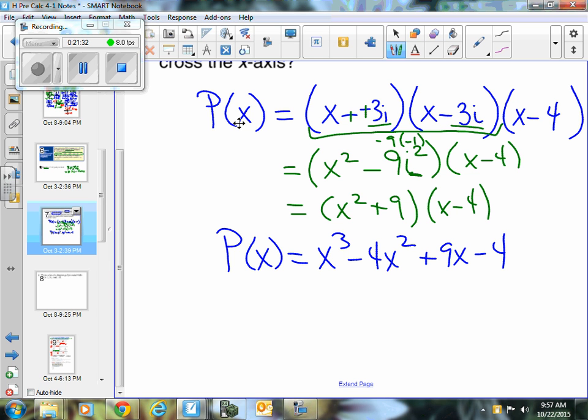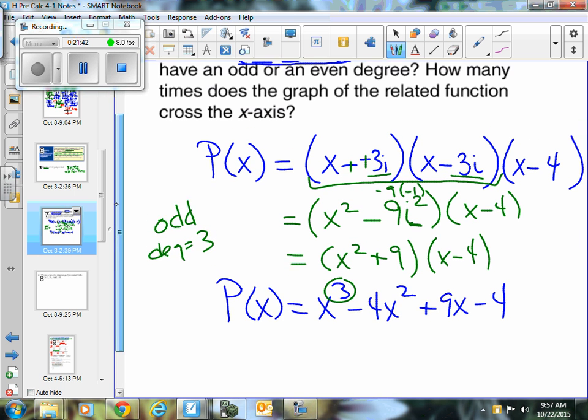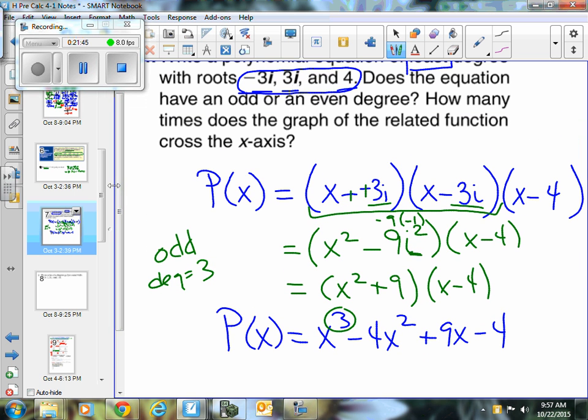It asks you, is it even or odd degree? Well, it's going to be odd because I had three different factors, so that means it's going to be a degree 3. And it's asking how many times should it cross the x-axis? Now, if you look back into what your zeros were, how many of those are real? Well, only one. So it should have one x-intercept point. It should only be crossing at 4.